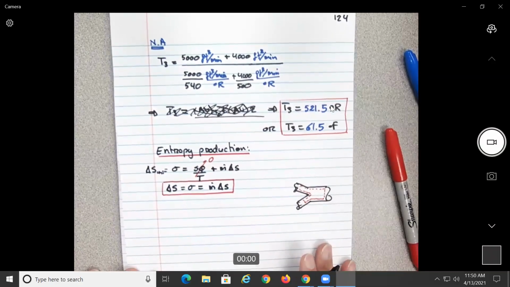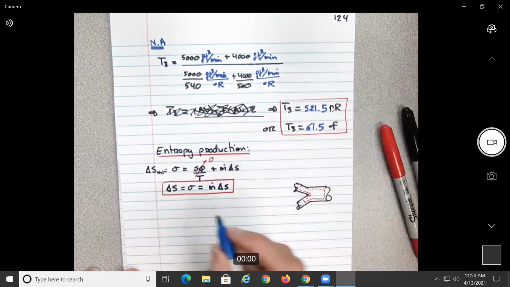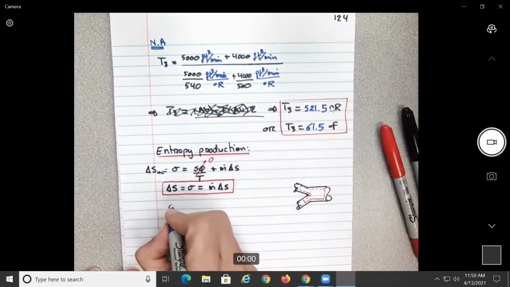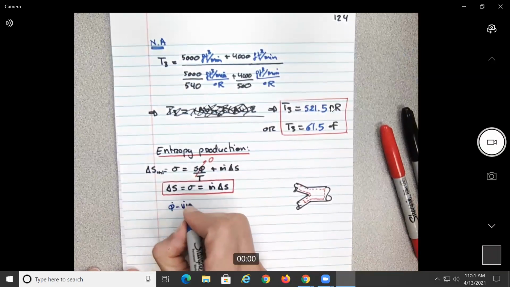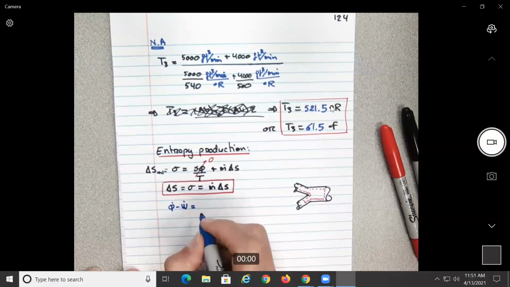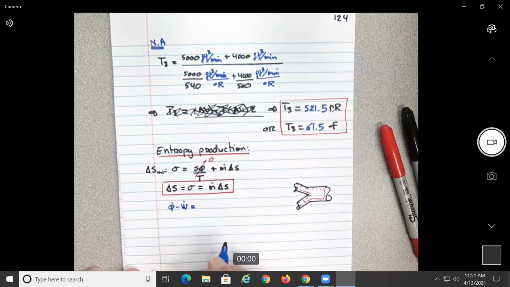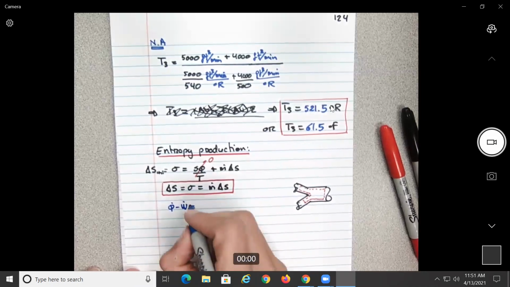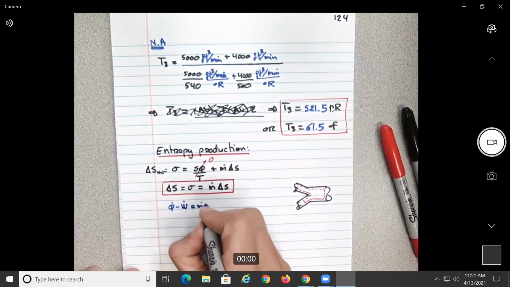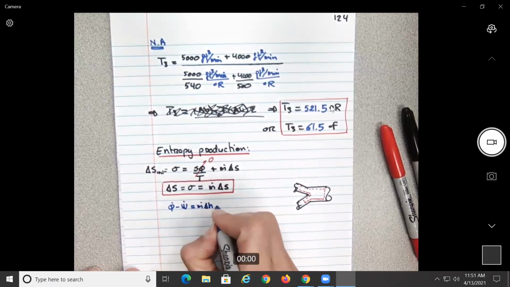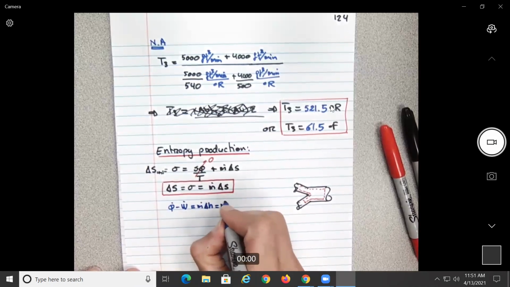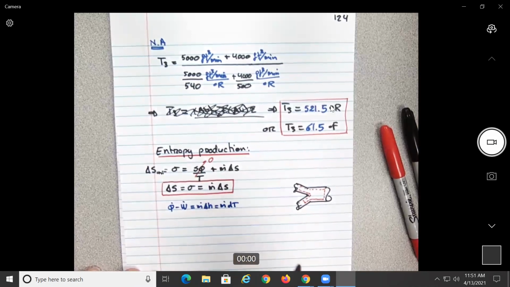Okay, so what are the equations that we have? From the first principle of thermodynamics, we have Q dot minus the power, neglecting the kinetic and potential energy, will be equal to m dot delta H. So for us it will be m dot delta T or dT.